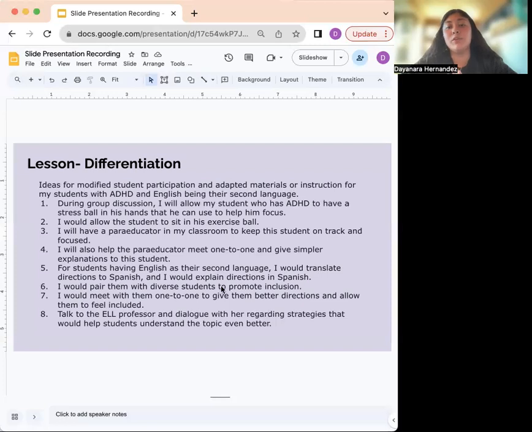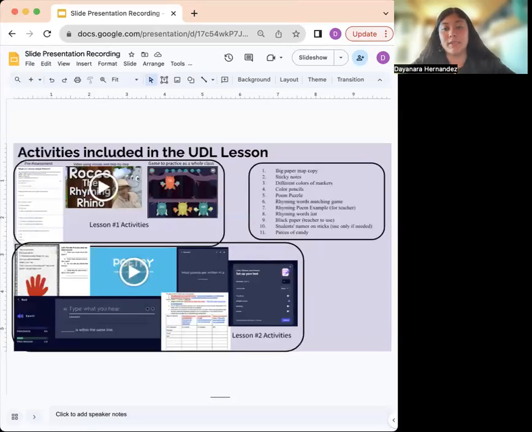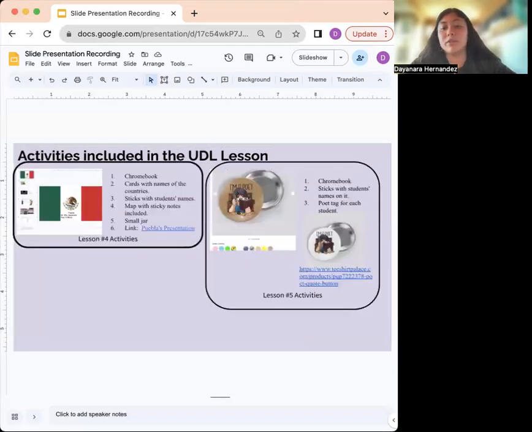And now going over to activities included in the UDL lesson plan. I try to incorporate videos, games, group work, writing tasks, reading tasks, individual work, work examples, work in Spanish and English. I try to use a variety of strategies to try to meet my students' needs and accommodate their learning styles. Here are more examples of the diverse strategies I use for my lessons.